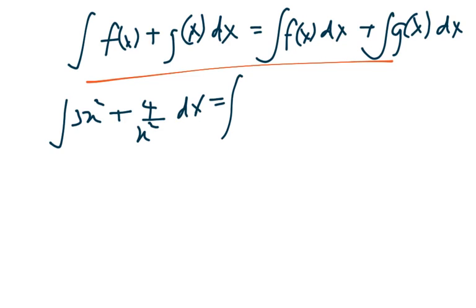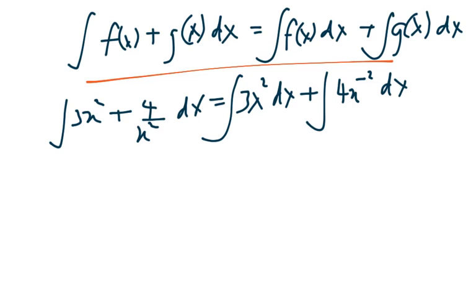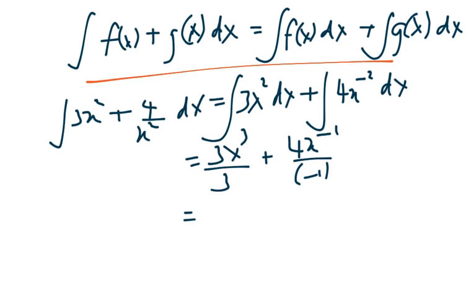So break it into two parts. So it is the integration of 3x squared dx plus the integration of 4x to the power of negative 2 dx. Okay, so just do your integration part by part. 3x to the power of 3 divided by 3, plus 4x to the power of negative 1 divided by negative 1. Continue, simplify 3 and 3, so you'll be able to get x to the power of 3 minus 4 over x, and don't forget your plus c.